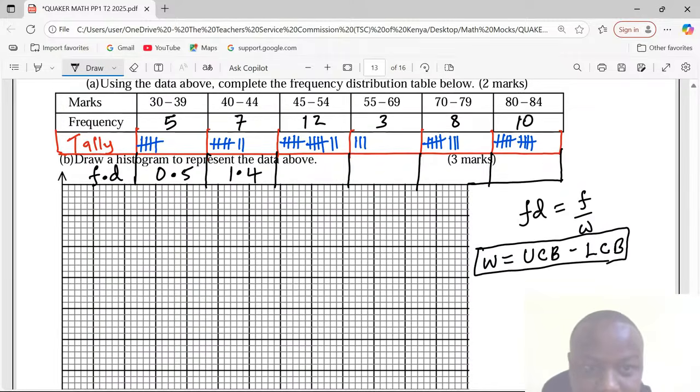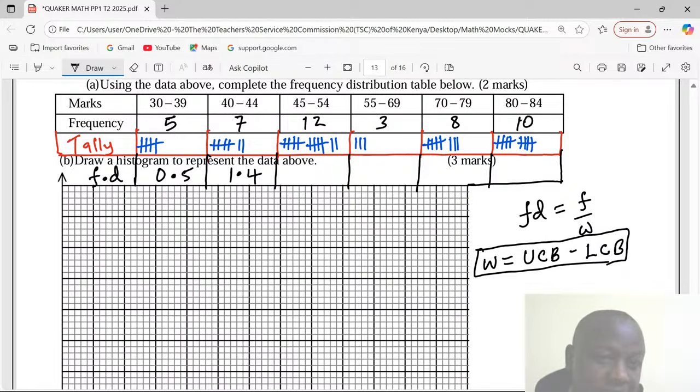Let's get to that once again. For 30 to 39, the first class, the upper boundary is 39.5 and the lower is 29.5. That is why the class interval is 10, 5 over 10, 0.5. Now, 40 to 44, we have 44.5 and 39.5, giving us an interval of 5. So 7 divided by 5 is 1.4.